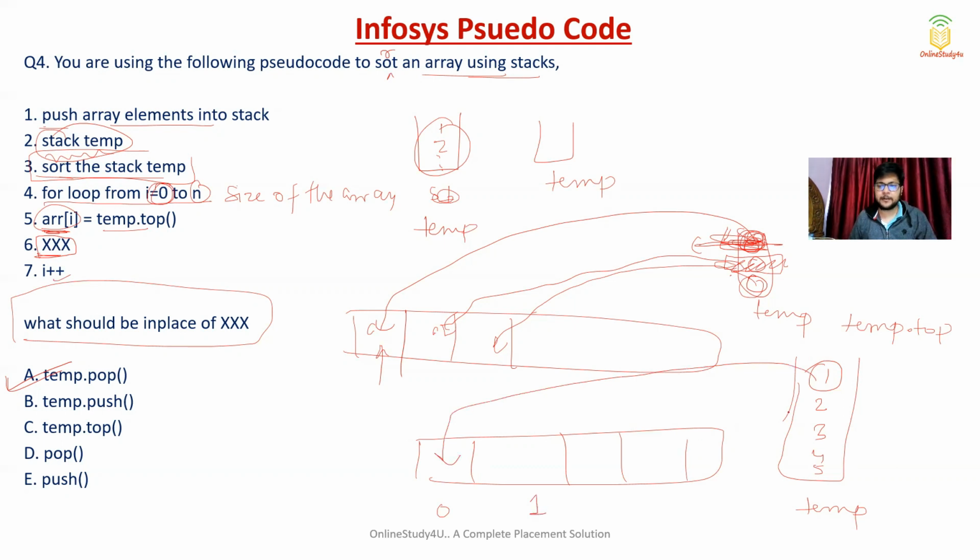Now if I have to do something at this place, so that next time 2 is here, I'll just remove this from here so that now 2 is on top. And now if I do ARR of i is equal to temp dot top, 2 will come here. For that, I will have to pop this element from it. So how can I pop it? By using temp dot pop. So A is my correct option.